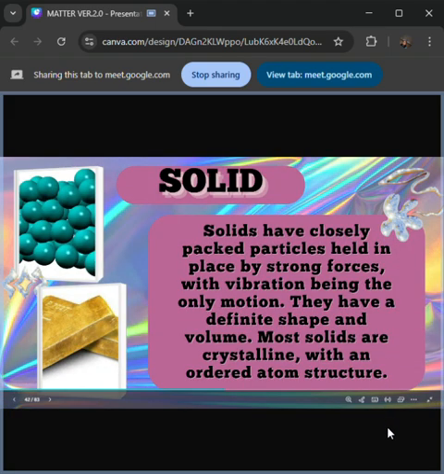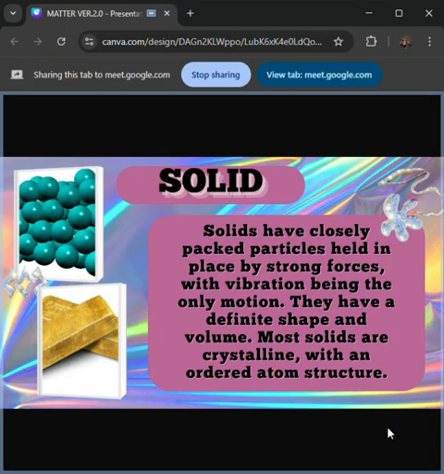Okay, so next up, we're going to briefly discuss what a solid is. Solids have closely packed particles held in place by strong force, with vibration being the only motion felt. And yes, they have a definite shape and volume. Most solids are actually crystalline in form, which is a structured atom order. Solid has the most definite shape and mass. So now let's proceed with the next one.